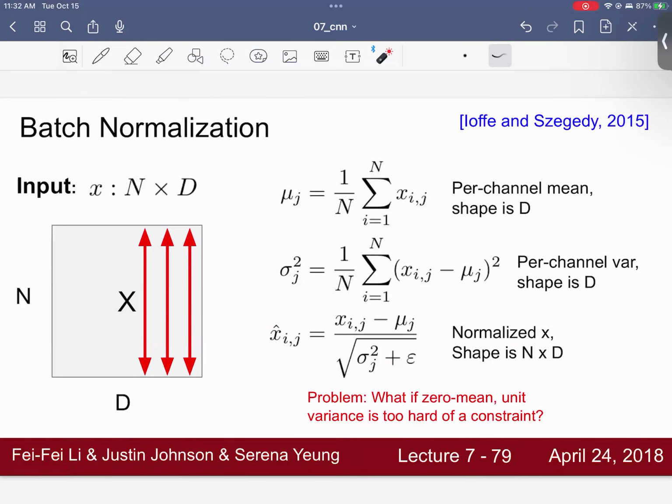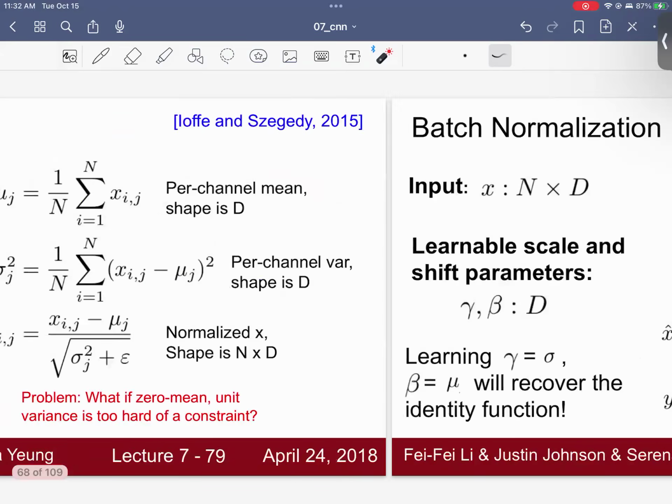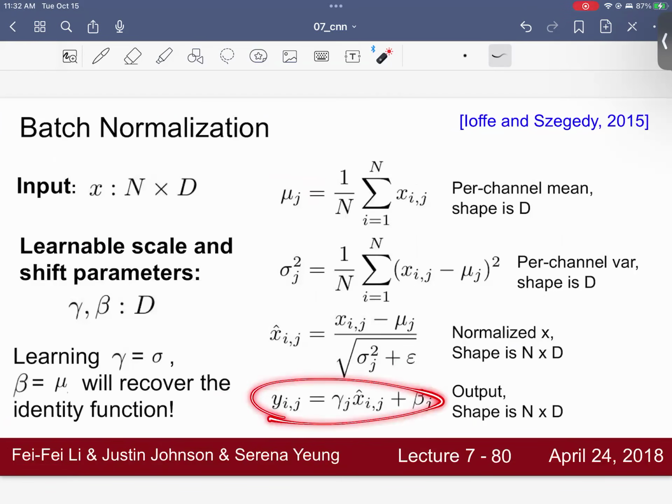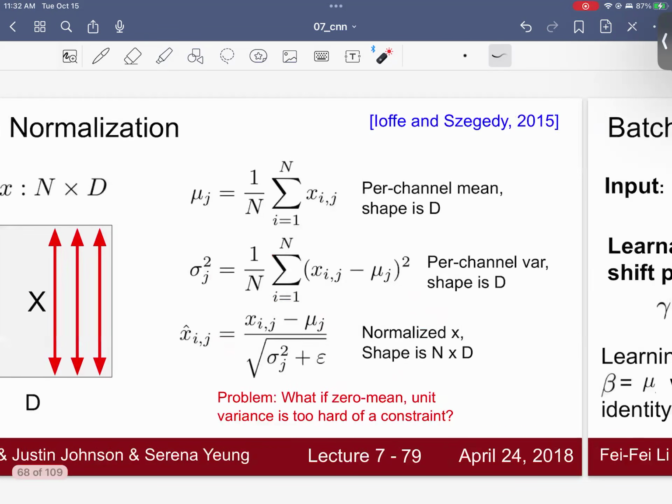Do we have a scale and shift? Yeah, there's scale and shift. So the reason for having a scale and shift is exactly this question: what if zero mean unit variance is too hard of a constraint? Enforcing this kind of z normalization on every feature could be a harsh manipulation. So you want to relax it a little bit.